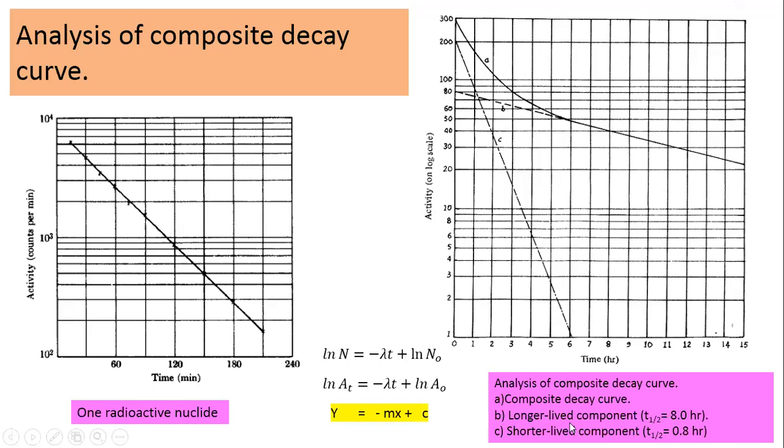That's why this is called the longer lived radioactive nuclide, or the longer lived component, and this will be called the shorter lived component. And similarly, you can read the initial activity over here. This is 200, this is 80, and you get the half-life of both nuclides. So this way you have analyzed the composite decay by just plotting the data on a semi-log paper.